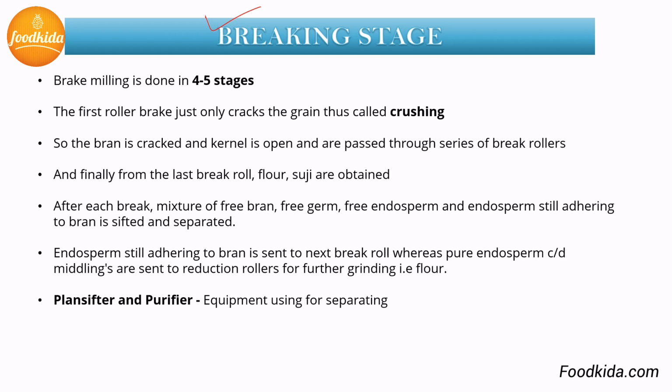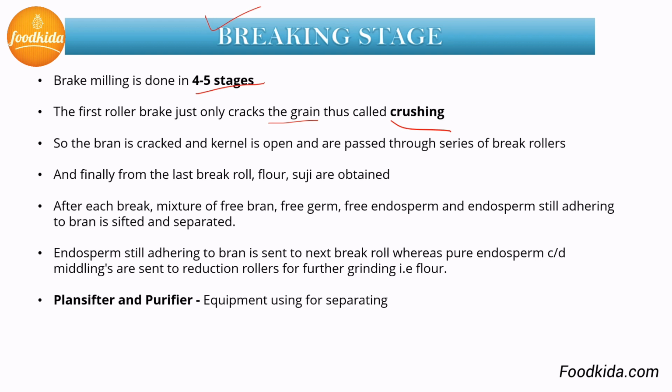And the break milling is done in 4 to 5 stages, and the first set of rollers just cracks the wheat grain initially, and once after cracking, bran is removed from the endosperm. So here the first roller break only cracks the grains, and thus the process is called crushing. Once the bran is cracked, the kernel is open, and now the milling process will be started. And after each set of break rollers, sieving is done.